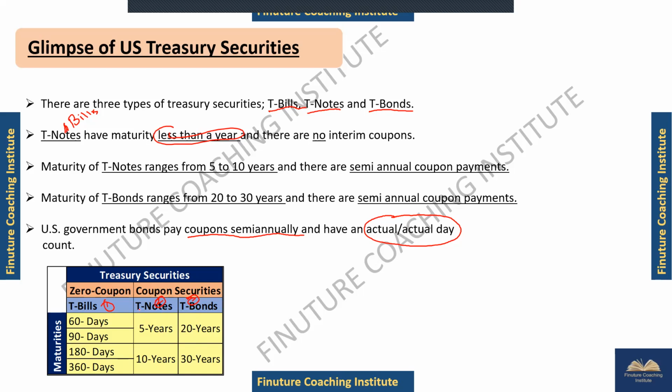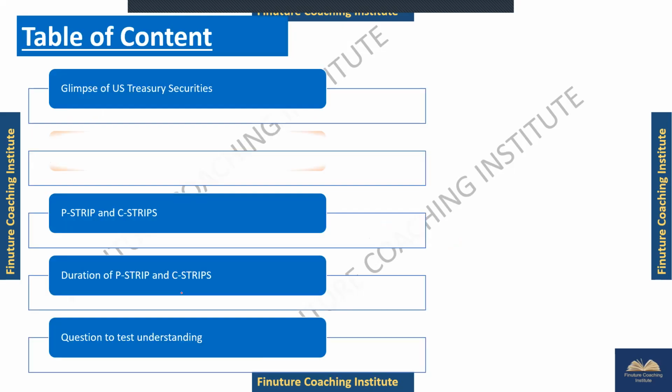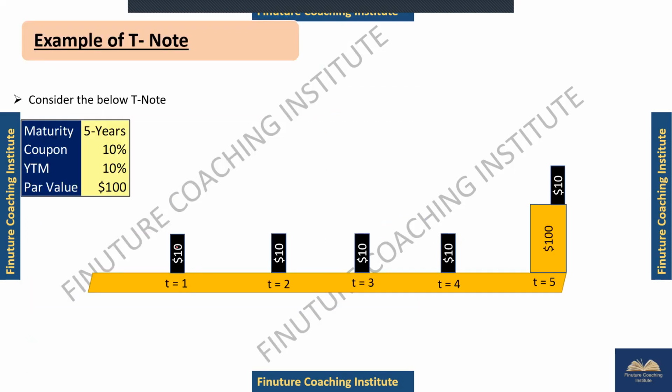We'll look at the example in a similar way. You can consider the example of T bills and T bonds. T bills are zero coupon securities because there are no interim payments, and these others are coupon bearing securities. And we'll see one example from this. So let's see an example of the T note. Consider a T note with a maturity, and of course, we saw that T notes have a maturity between 5 to 10 years.